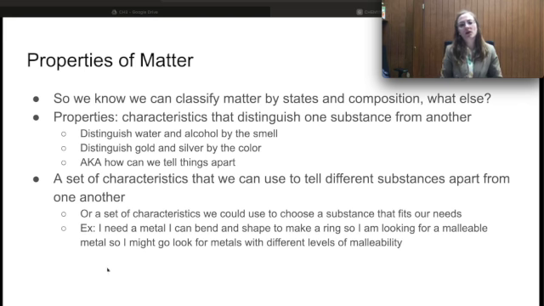So for example, when we're talking about a set of characteristics that we're trying to conform to, we might have a metal that I want to bend and shape to make a ring out of. So I'm looking for what's called a malleable metal. That's a metal that's able to be bent and shaped. So I might go look for metals with different levels of malleability. So it held its shape on my finger, but I was still able to hammer it into shape.